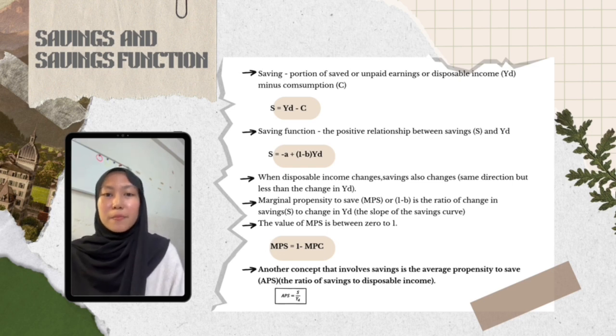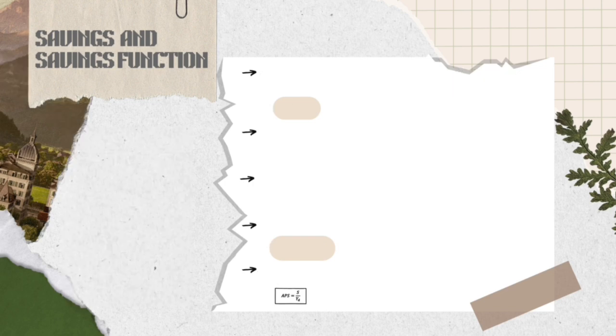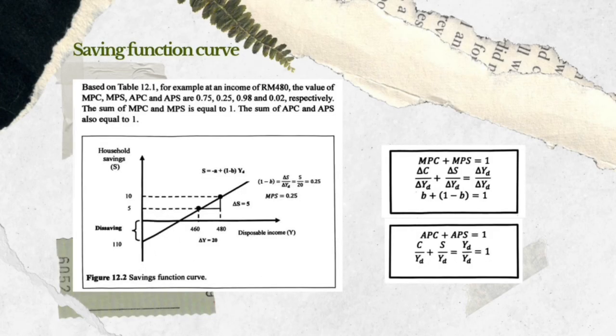Now we move to marginal propensity to save, MPS. MPS is equal to 1 minus MPC, where MPC is the marginal propensity to consume. The MPS is always between 0 and 1. Here is the saving function curve.